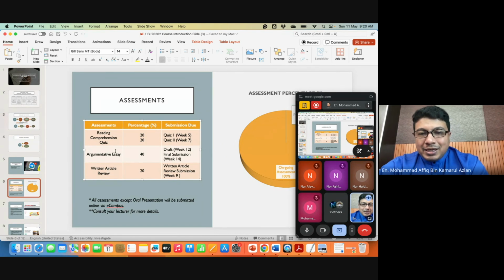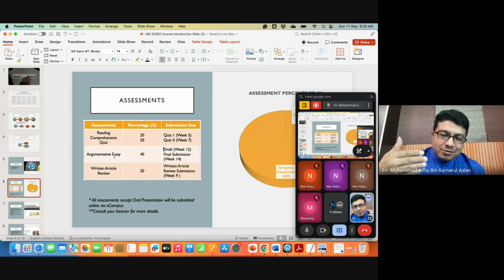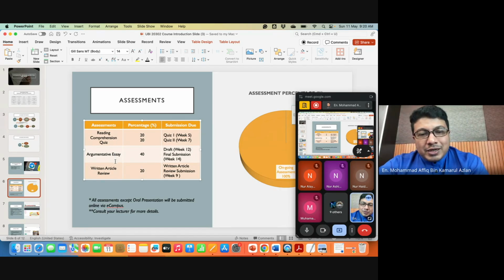Why so many assignments? Not really so many, it's just that this assignment we have to mention earlier, because it is a progress: introduction, body paragraph, conclusion paragraph. So that is why we have to talk about it today. But next week we'll talk about another assignment, the article review assignment.